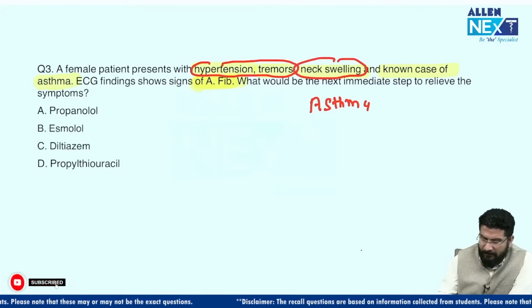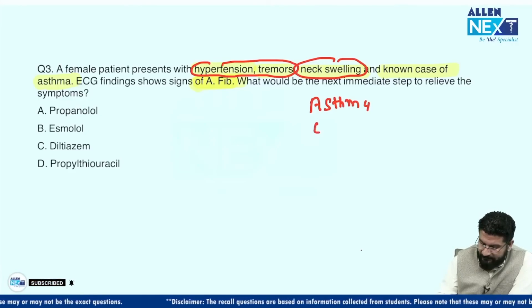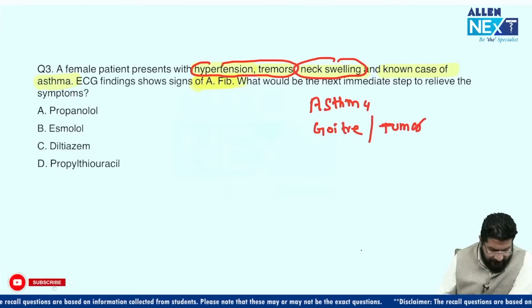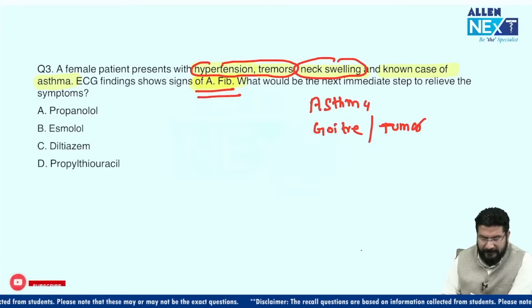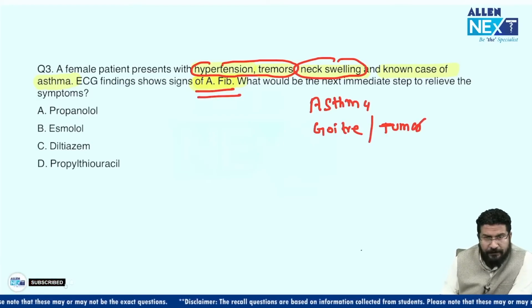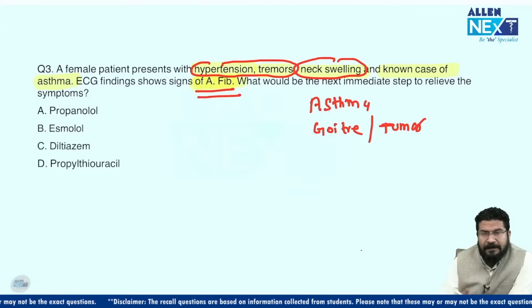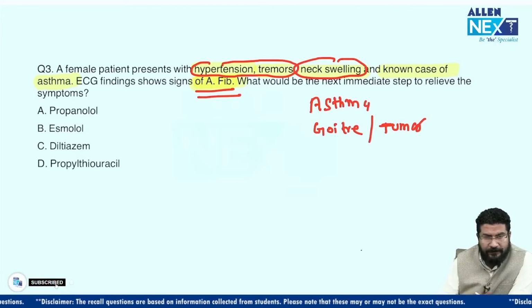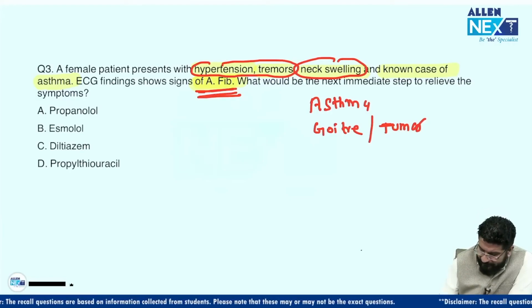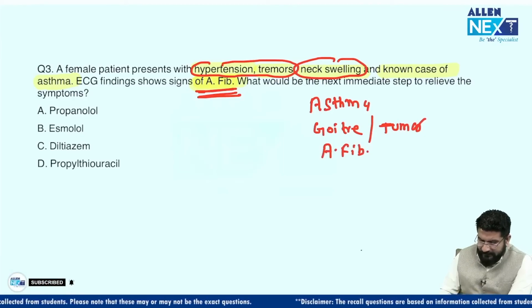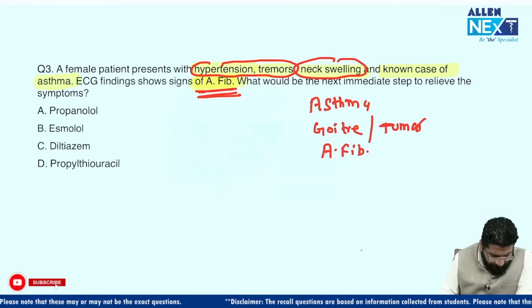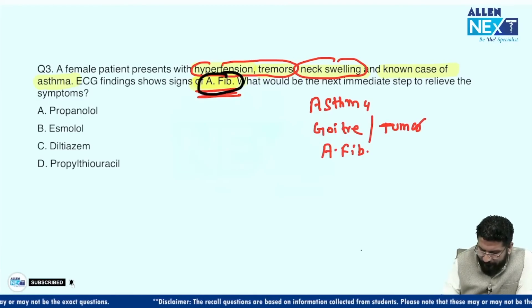This neck swelling, probably this could be goiter, right? Or it could be a thyroid tumor. Now understand this question. What they are telling you is the ECG is showing atrial fibrillation. So this is a patient who is having hypertension, tremors, a known case of asthma, and now developing atrial fibrillation. What drug will we use? Understand, this could be a case of thyroid storm, or it could be AF. AF you need to manage here.